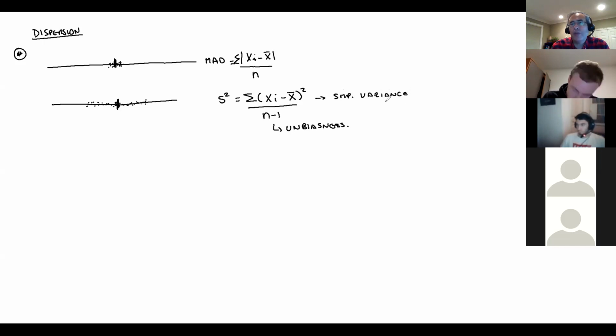What is the issue with the sample variance, or variance in general, guys? What are the units of the sample variance? If we're talking about prices, for example, in dollars, what are the units of the sample variance? Dollars squared. You agree? Because we are squaring the number. Now, in finance, we don't use dollars squared. We use dollars. So that's why, instead of this, what we use is S, the positive square root of S squared. And how do we call this? We call it the sample standard deviation.